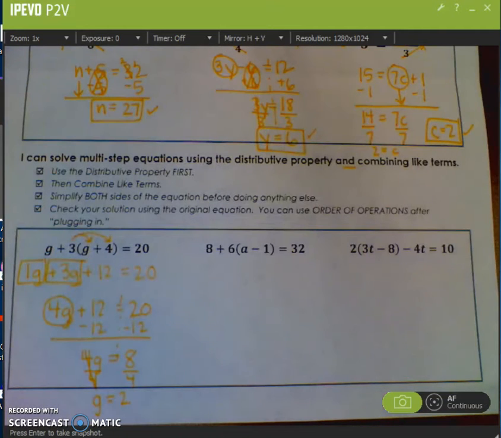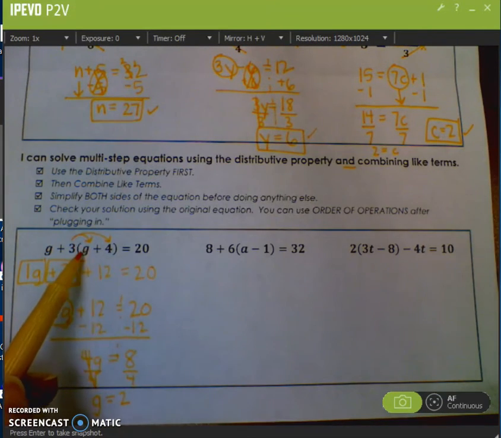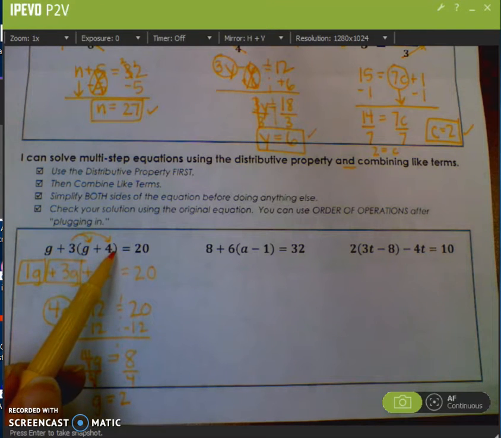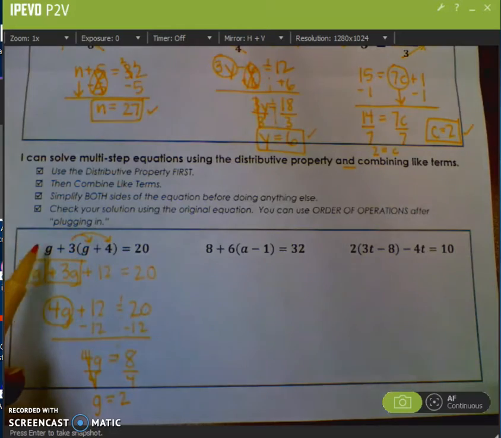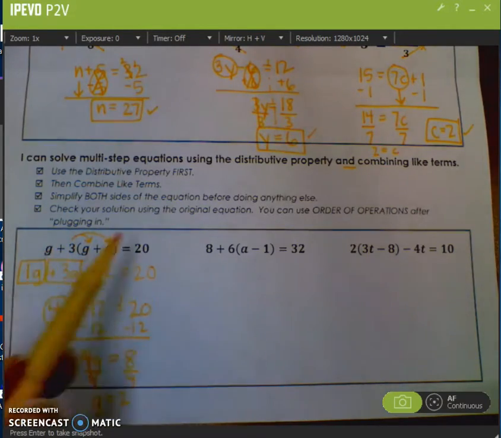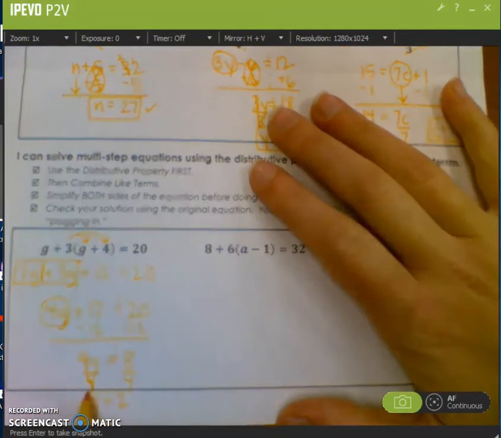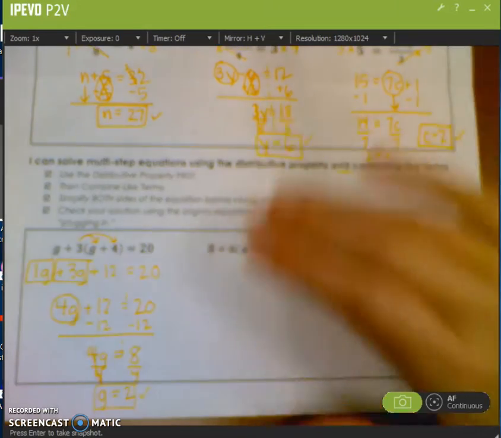Now if I want to check my work, remember that we always do parentheses first, so I'm going to start here. 2 plus 4 is 6. 6 times 3 is 18, plus another g, which is 2. 18 plus 2 is 20. So g equals 2 is the correct answer. It checks.